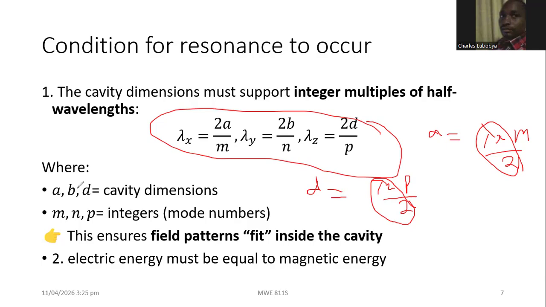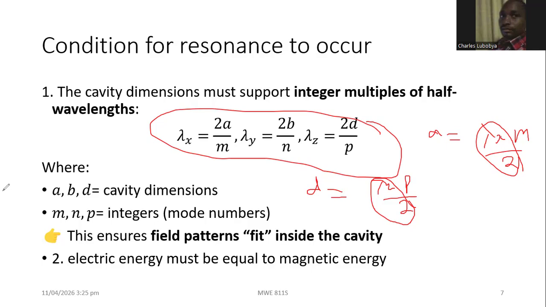Remember, the electric energy is as a result of the capacitance that is formed across the walls of the waveguide, whereas the magnetic energy is as a result of the inductance that is formed along the walls of the waveguide in the direction of the electromagnetic propagation.